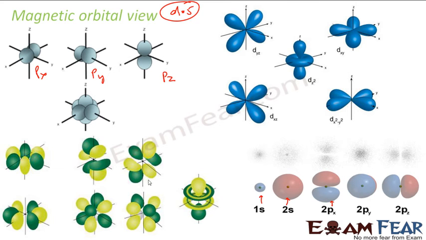Similarly, for F we have 7 different options, and this is how the 7 different orientations are there for F orbitals. If you see, all are F orbitals, but their orientation is different. So the magnetic quantum number will determine the orientation of these orbitals.